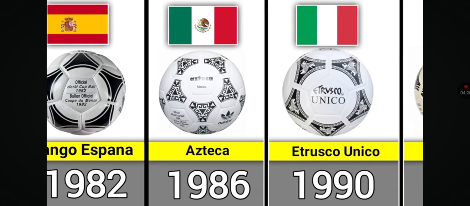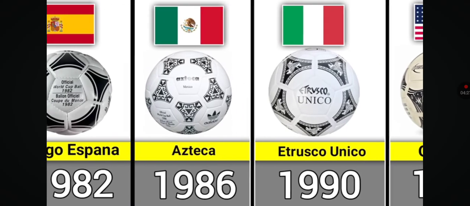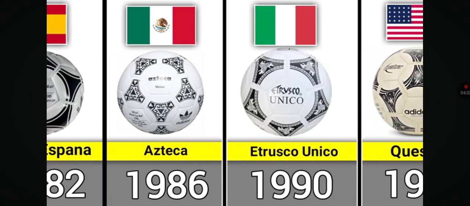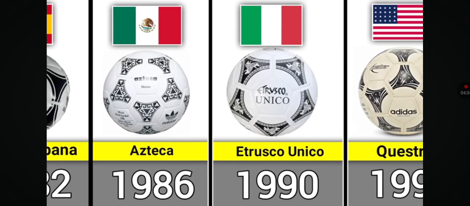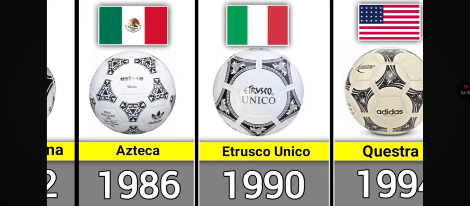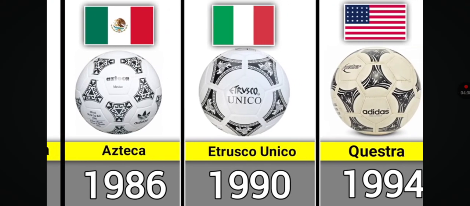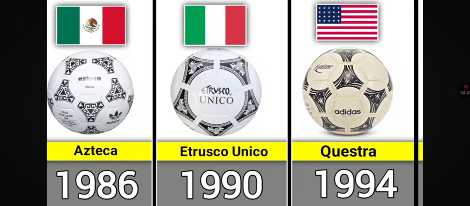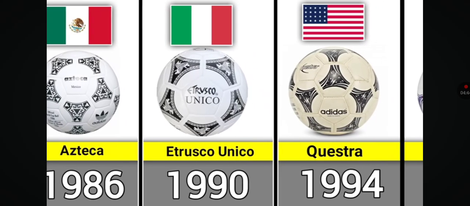1990, Etrusco Unico. The Etrusco Unico combined Italian cultural design with advanced engineering. It improved responsiveness and durability. Footballs were now blending tradition with innovation. The World Cup had become not only a competition, but also a showcase of technology and identity.